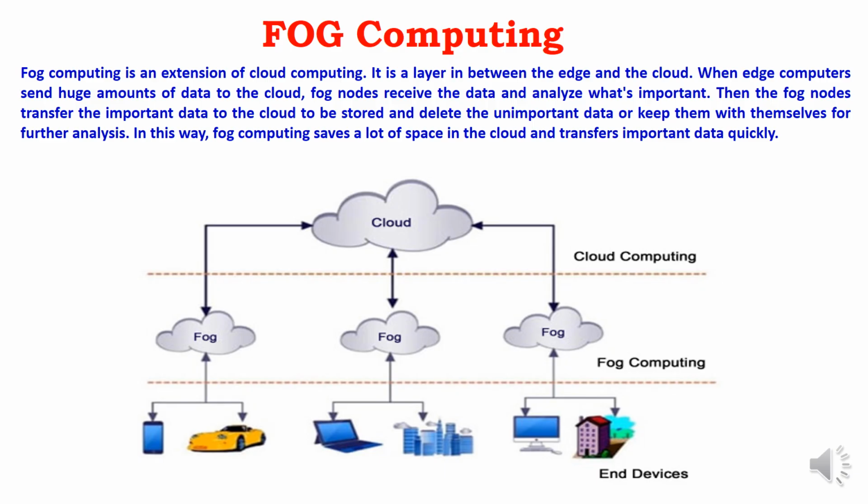When edge computers send huge amounts of data to the cloud, fog nodes receive the data and analyze what is important. Then the fog nodes transfer the important data to the cloud to be stored and delete the unimportant data or keep it with themselves for further analysis. In this way, fog computing saves a lot of space in the cloud and transfers important data quickly. Figure shows the architecture of fog computing.